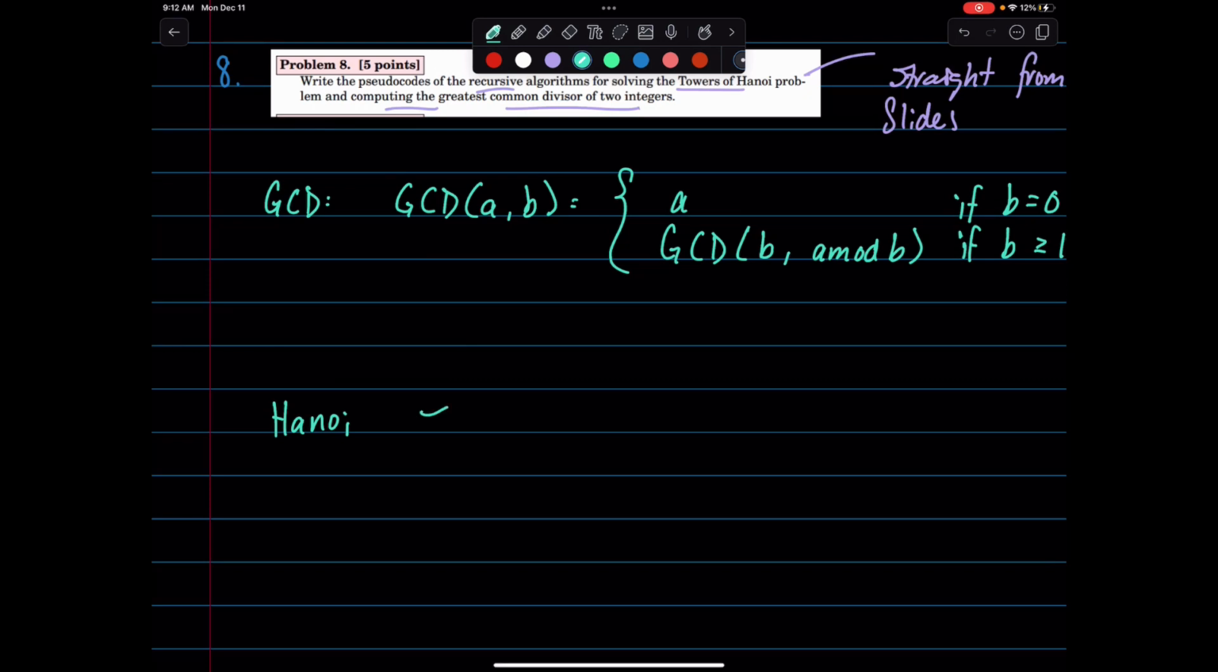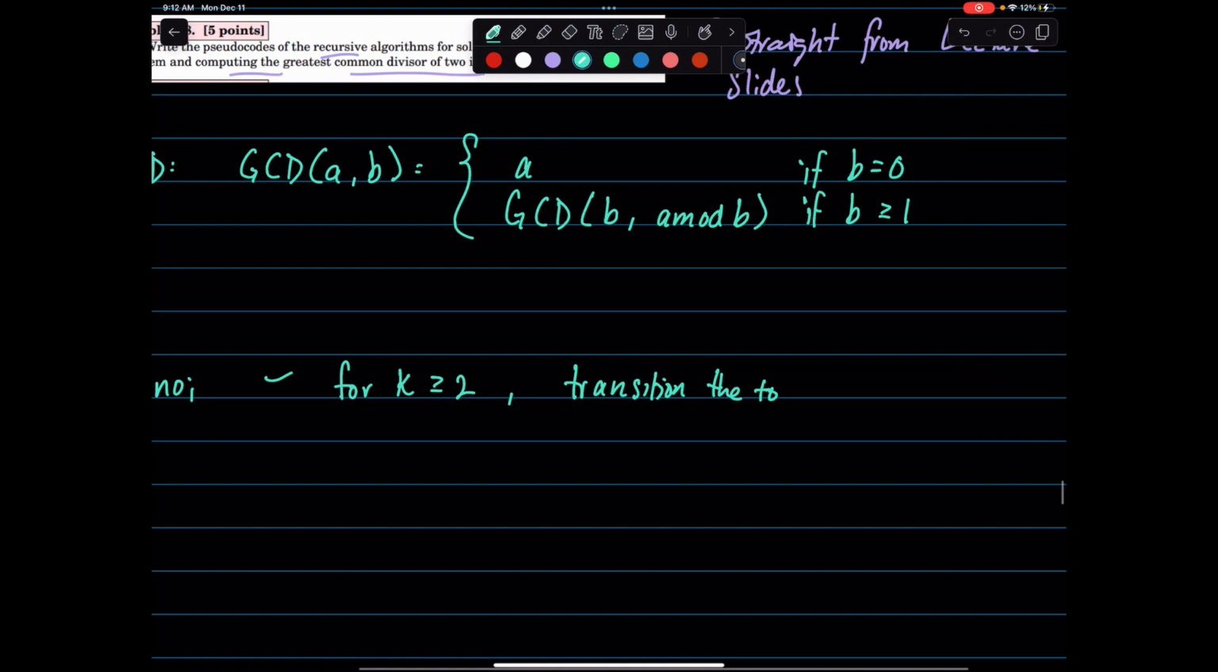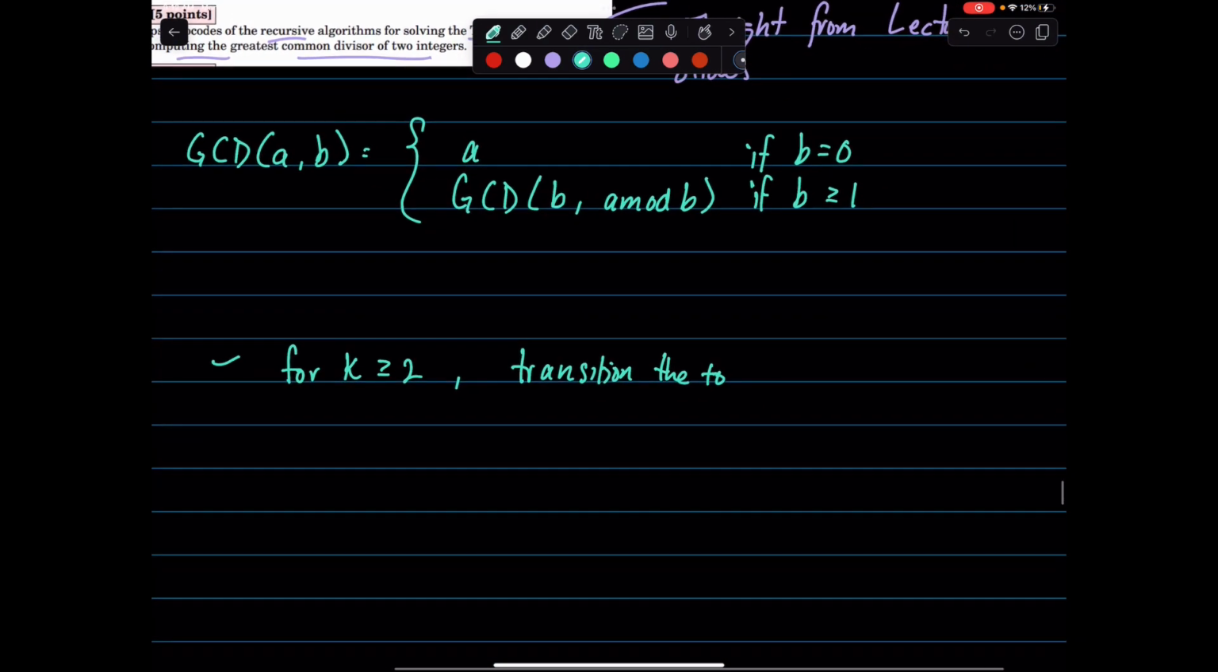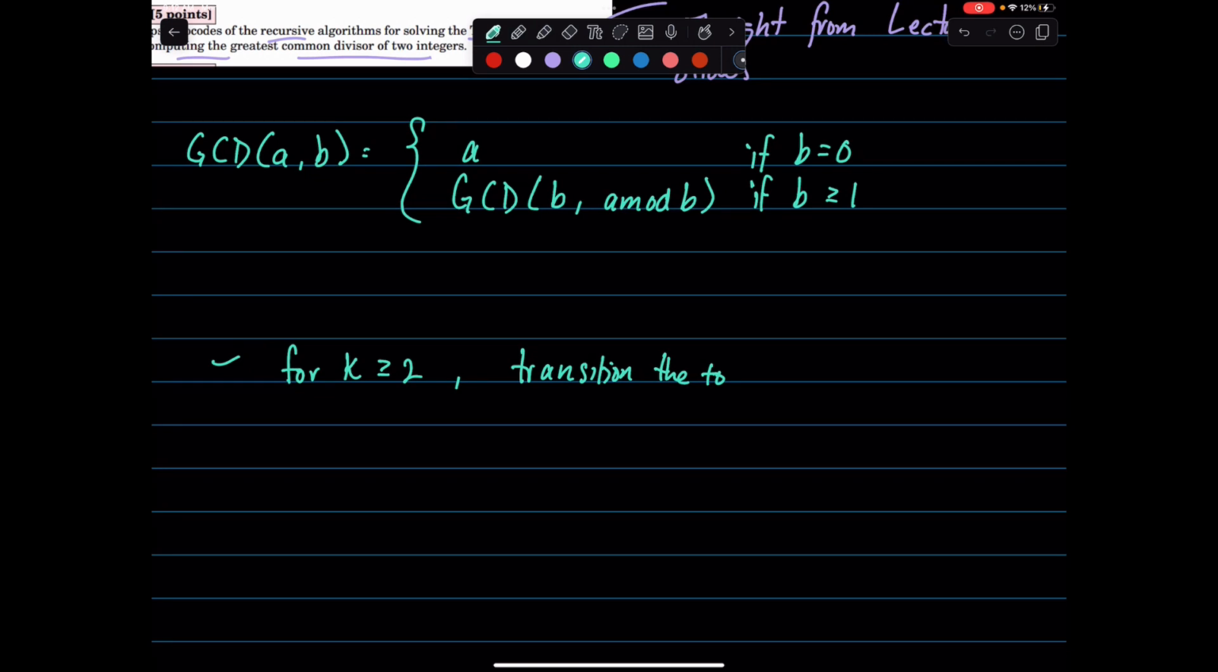It's not too much. And then for the Towers of Hanoi, it's like for k greater than or equal to 2, something like transition the top thing. Transition the top. Alright, one second. Let me just look this up again.